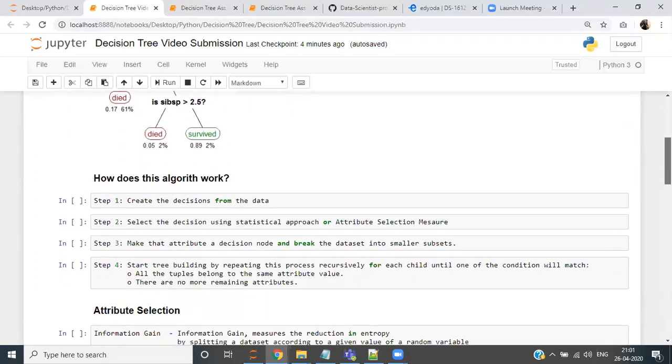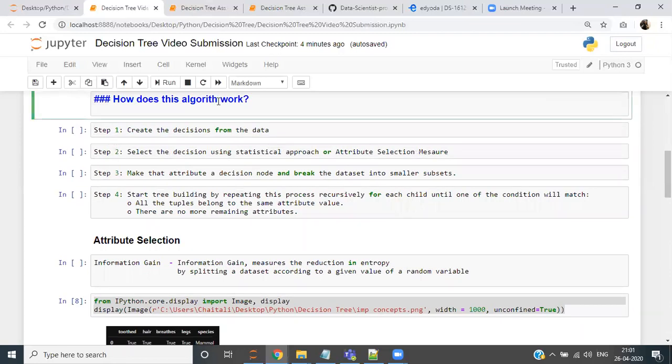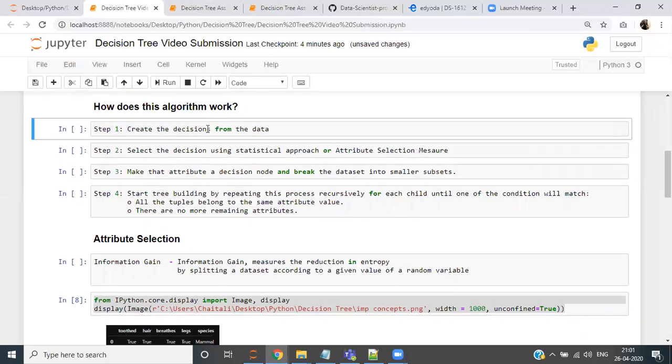So how does this algorithm work? Basically, we need to create the decisions in the first step. Then select the various attributes. And how are we going to do that? Using certain statistical measures. Make the attribute a node and then break the tree into smaller data sets. And then start the tree building process recursively for each child. It may appear difficult here. Let's start with a simple example.